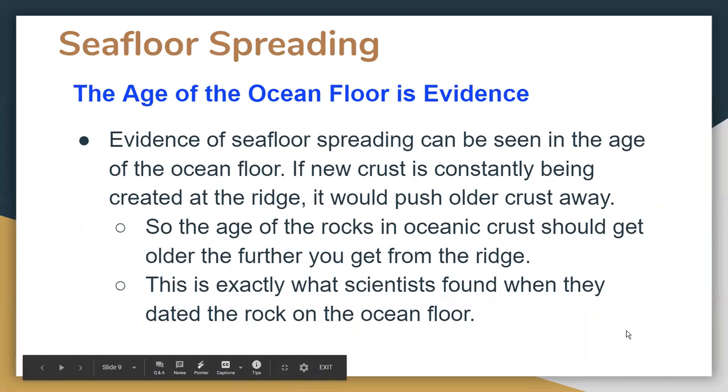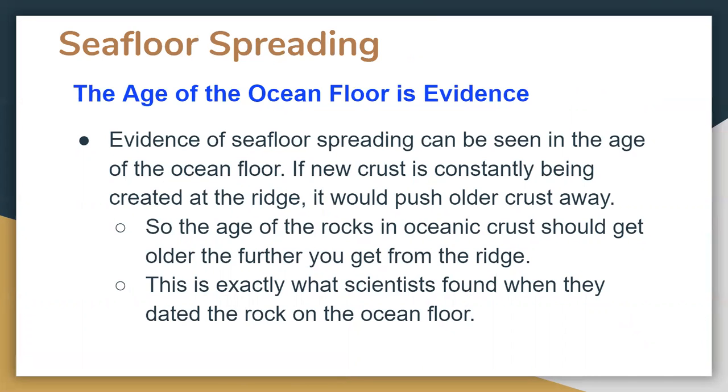Evidence of seafloor spreading can be seen in the age of the ocean floor. If new crust is constantly being created at the ridge, then in theory, it would push the older crust farther away. So the age of the rocks in the oceanic crust should get older the further you get from the ridge. And this is, in fact, exactly what scientists found when they started to date the rocks of the ocean floor, to determine the actual age of the rocks on the ocean floor.